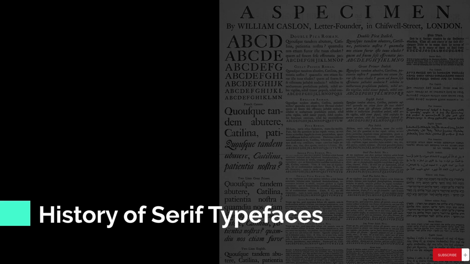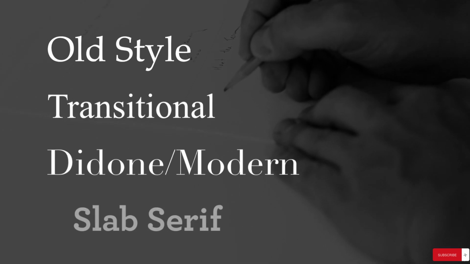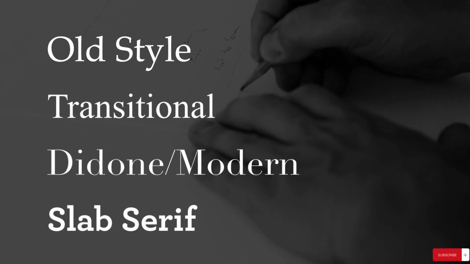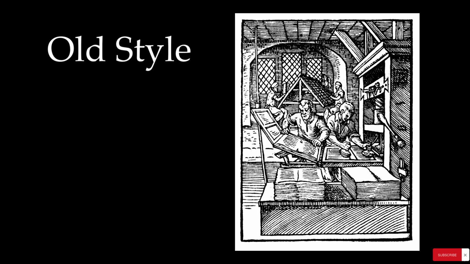To better understand this, we need to go back way in time to the first uses of serif fonts as we know them today. There are four main categories of serif fonts: old style, transitional, Didone, and slab serifs. These are listed in order of when they were first used in history.